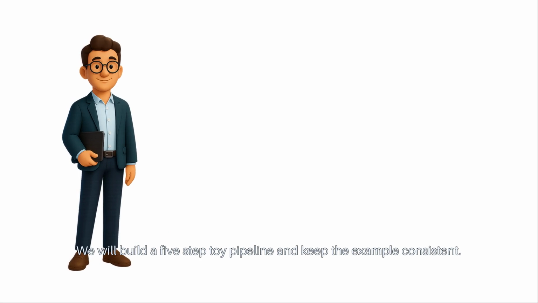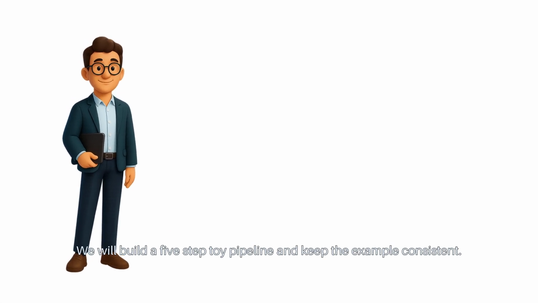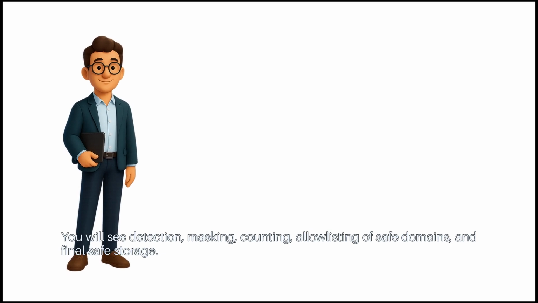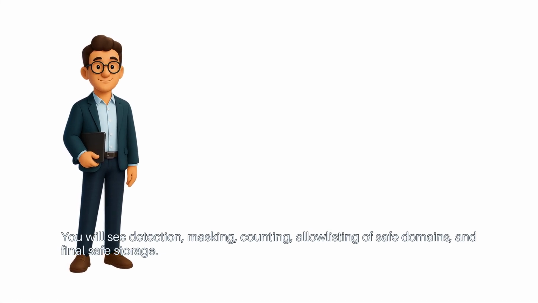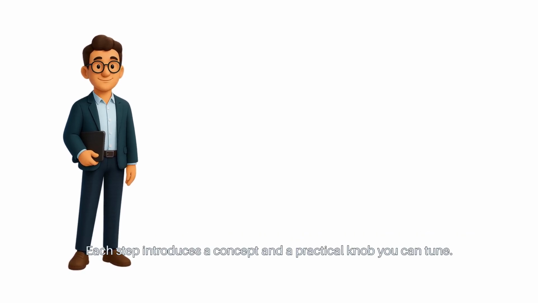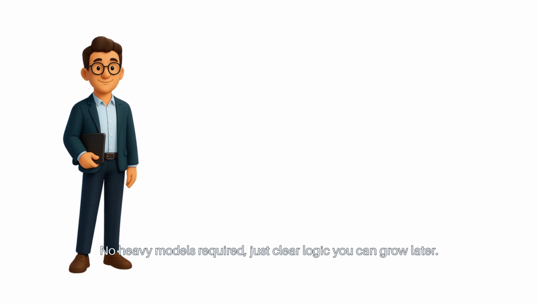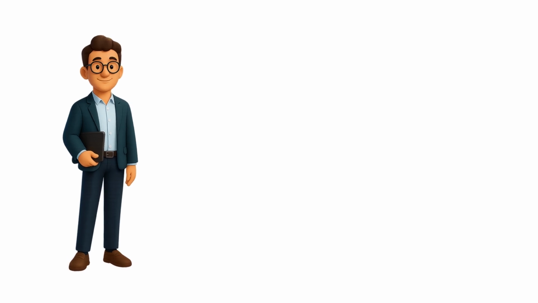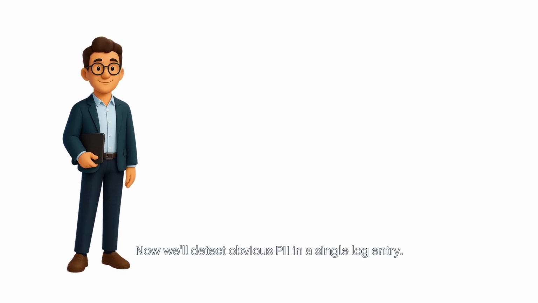We will build a 5-step toy pipeline and keep the example consistent. You will see detection, masking, counting, allow listing of safe domains, and final safe storage. Each step introduces a concept and a practical knob you can tune. No heavy models required, just clear logic you can grow later. Now we'll detect obvious PII in a single log entry.